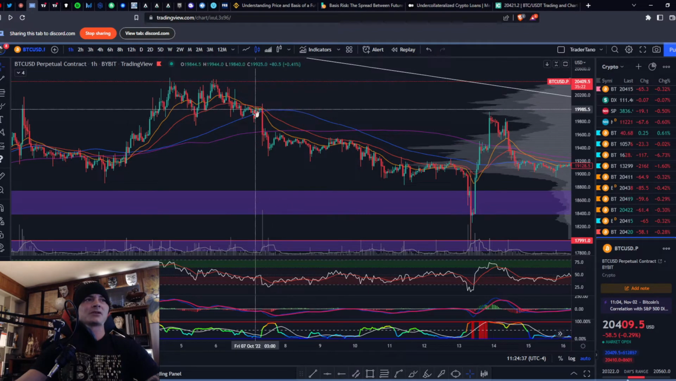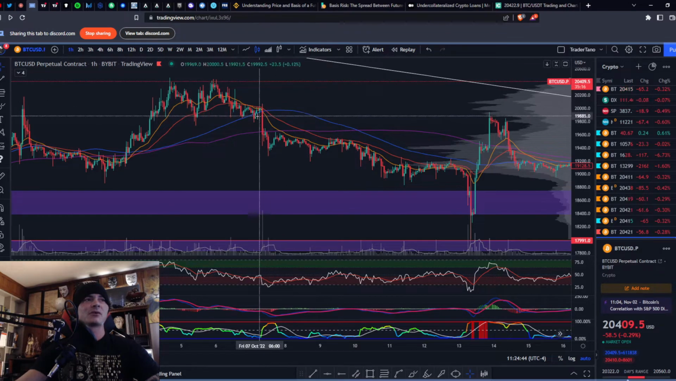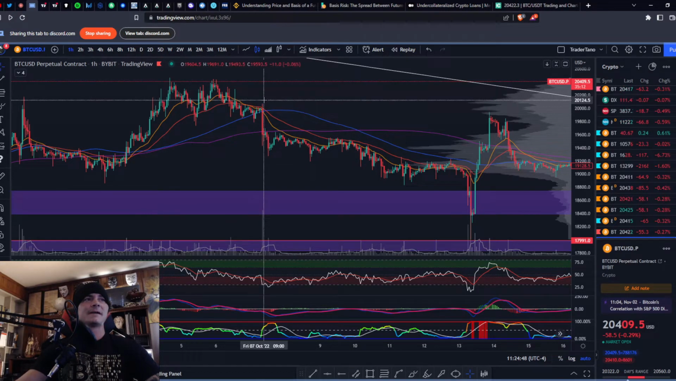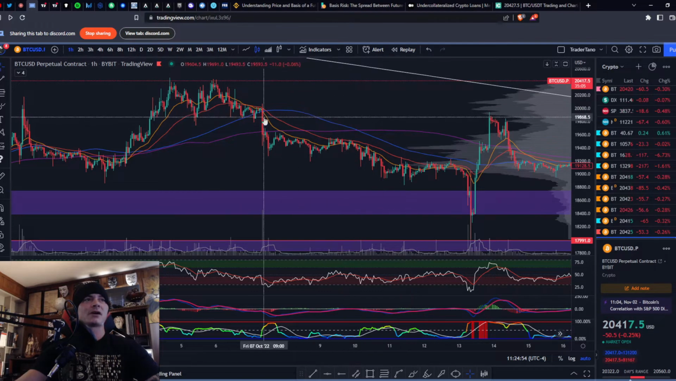All right. Sometimes, and especially in ranges, the strategy does not work in ranges. It'll fake you out every time. So don't use this strategy in ranges, because the averages will just converge together and then diverge and then converge again, diverge, converge again. All right.